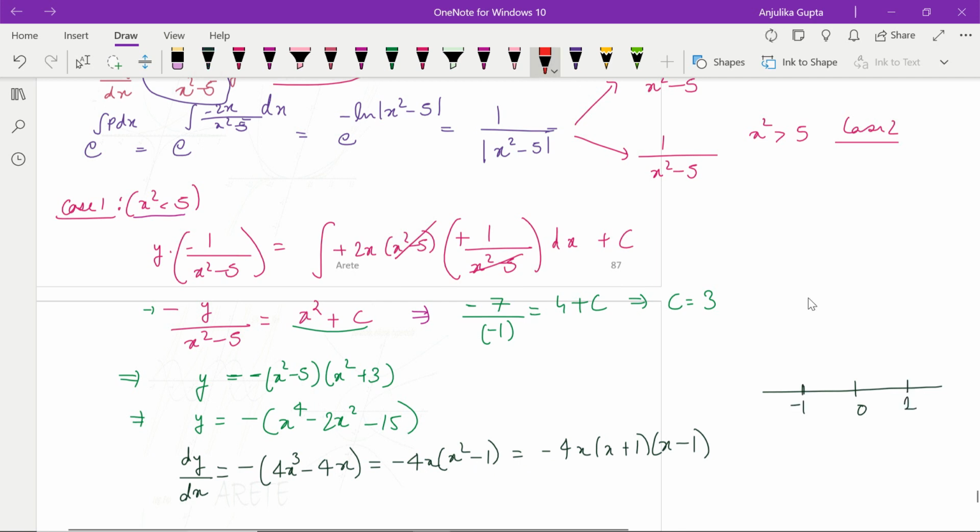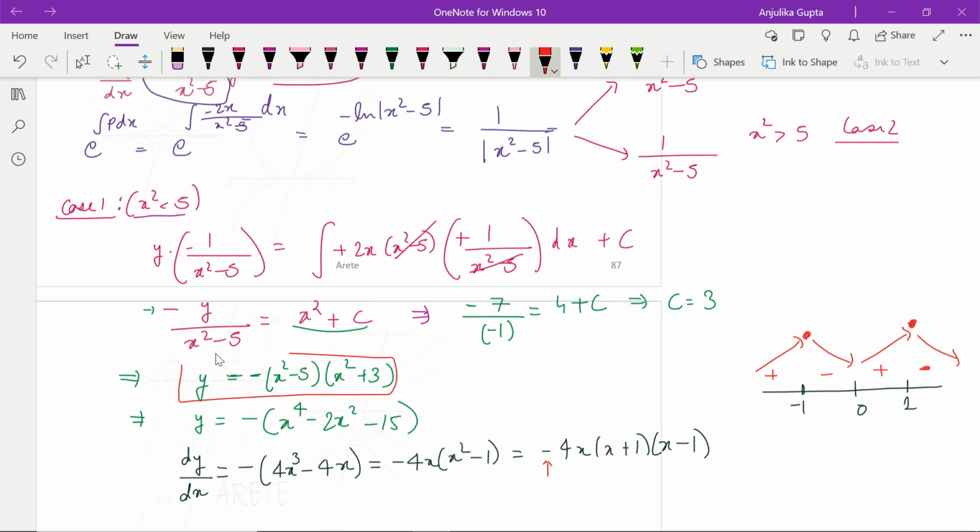And how does my derivative change sign? See, minus sign is outside right here. So you have to start with a negative and use your wavy curve. Negative, positive, negative, positive. That means your function is increasing, decreasing, again increasing and then decreasing, right? Derivative positive means function is increasing, derivative negative means function is decreasing. That means 1 and minus 1 both are what? Maxima point.